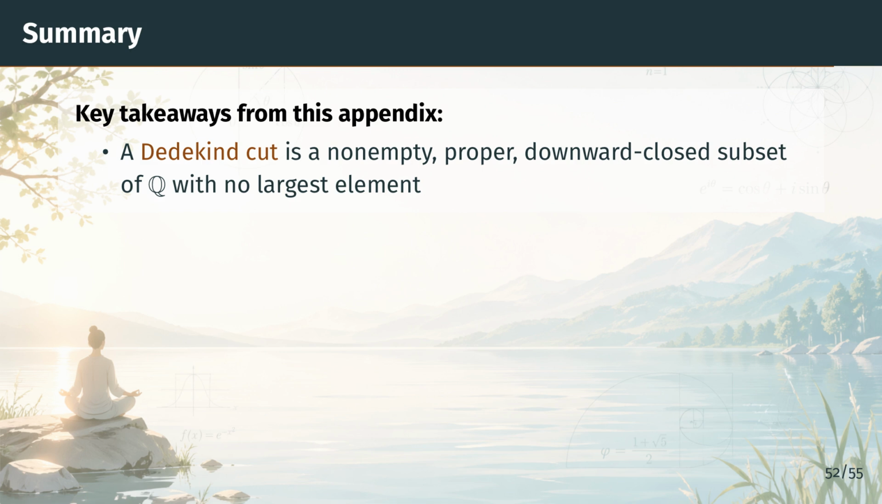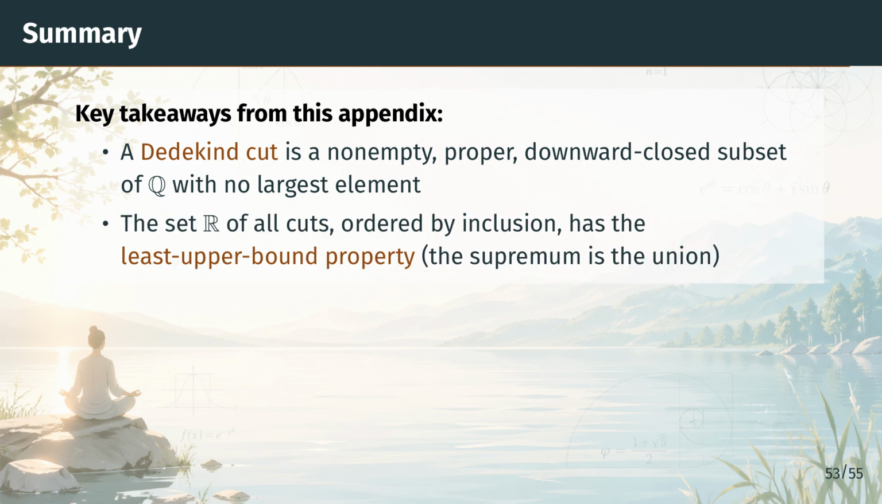Let's review the key ideas from this appendix. First, a Dedekind cut is a subset of the rationals satisfying three simple properties. It is non-empty and proper, it is closed downward, and it has no largest element. And the key consequence of this definition is next. The set of all cuts, ordered by inclusion, automatically has the least upper bound property. The supremum of a bounded set of cuts is just their union.